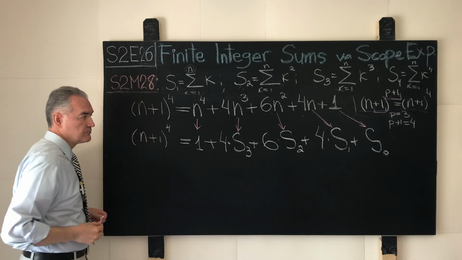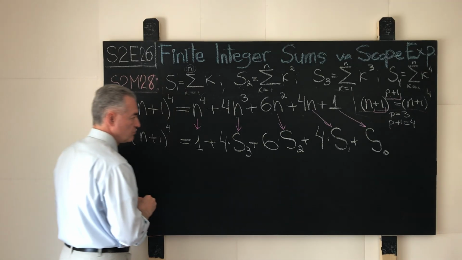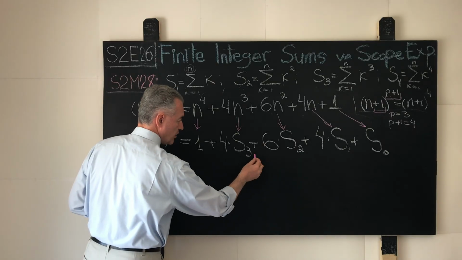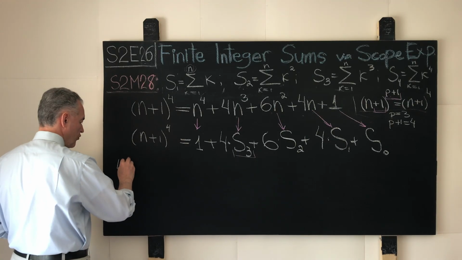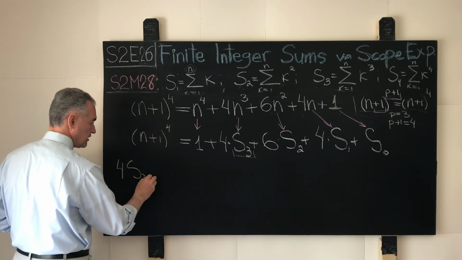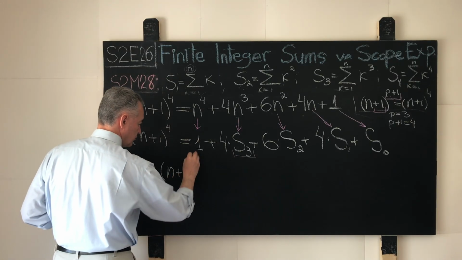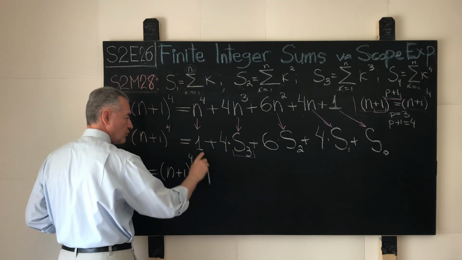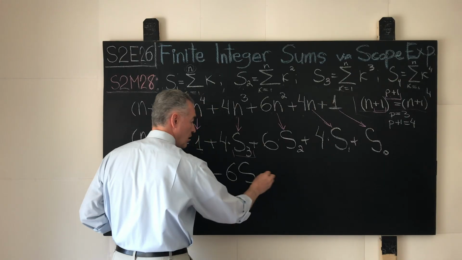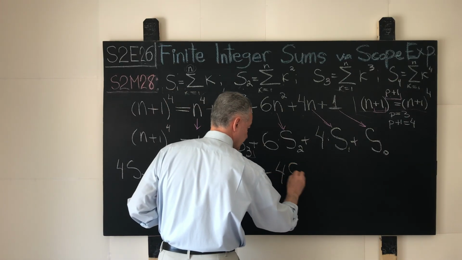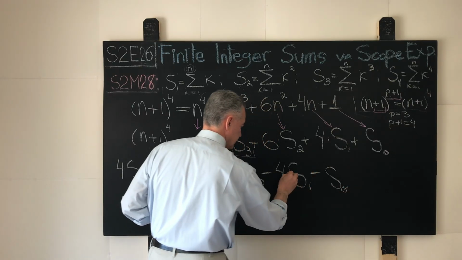And in one beautiful step, we come up with a final equation which we are to solve for S3. And what do we have? Let's write it down. 4 copies of S3 is equal to (n plus 1) to the 4th power minus 1 minus 6 copies of S2 minus 4 copies of S1 minus 1 copy of S0.